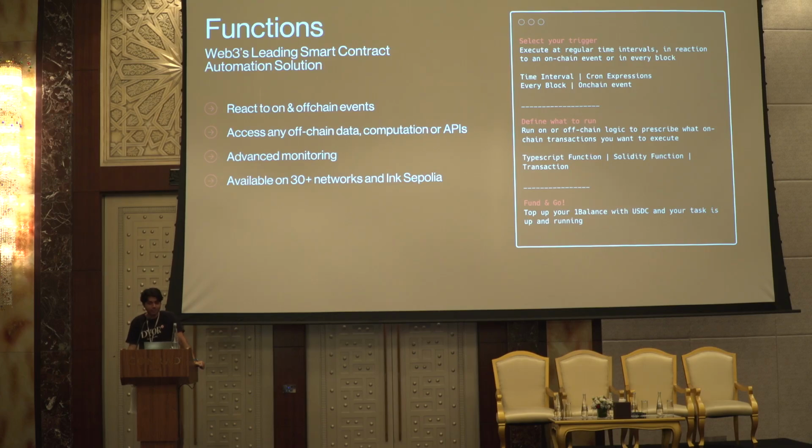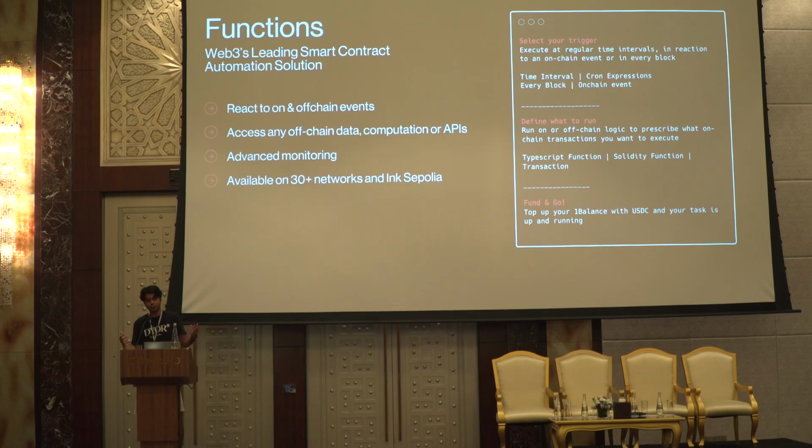Right. So that's Relay. Now for Web3 functions, it's the leading smart contract automation tool. It's being used by customers like Austrian, for example, right? What you do is that you can use off-chain data and have it automate based on that. So you can react to on-chain and off-chain events. You can access the off-chain data using external APIs, and it's also available on multiple networks as well.